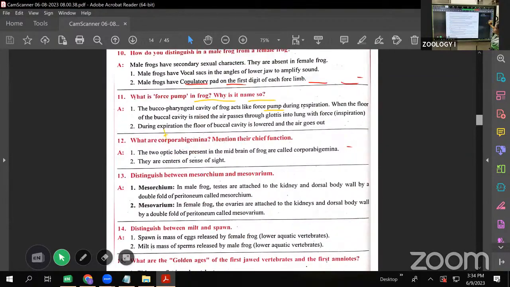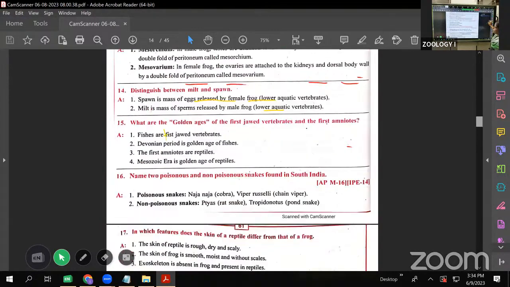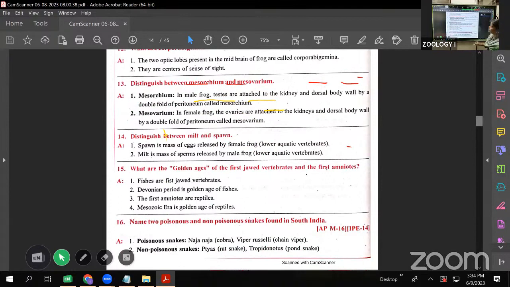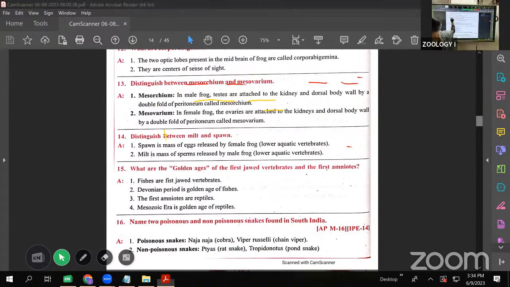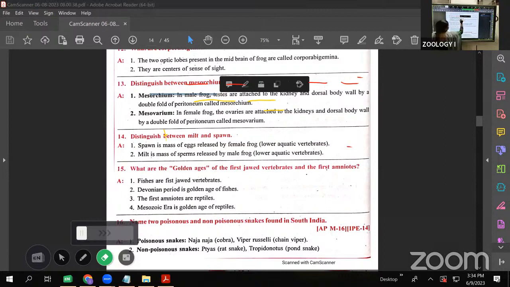Mesovarium and mesorchium. Distinguish between the mesovarium and mesorchium.